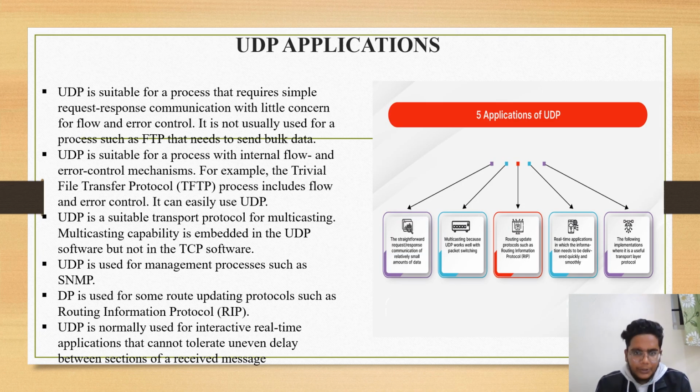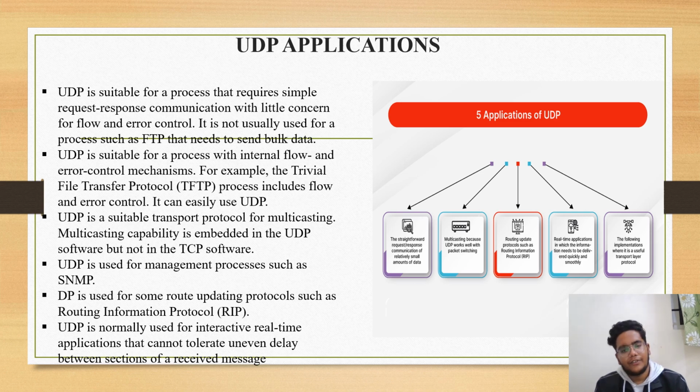So coming to the UDP applications. UDP is suitable for a process that requires simple request-response communication with little concern for flow and error control. It is not usually used for a process such as FTP that needs to send bulk data. UDP is suitable for a process with internal flow and error control mechanisms. For example, the Trivial File Transfer Protocol, TFTP, includes flow and error control.